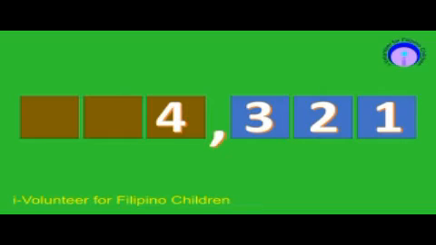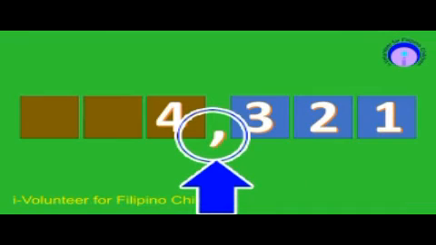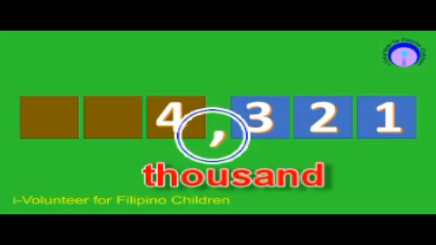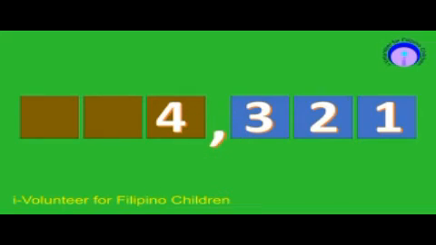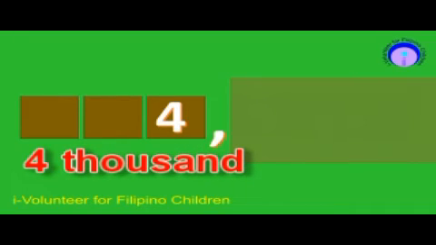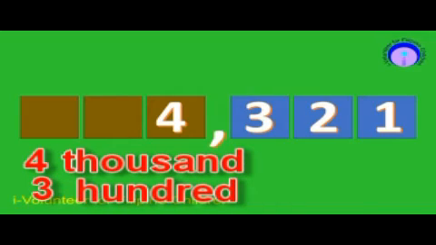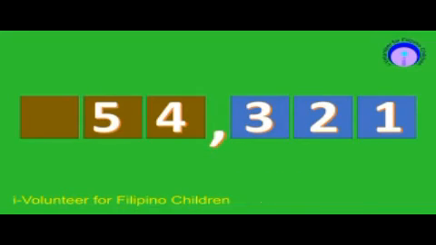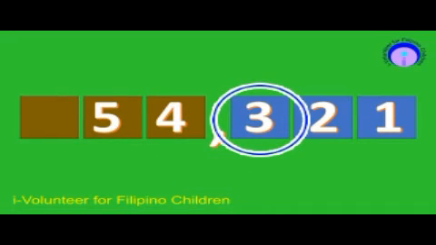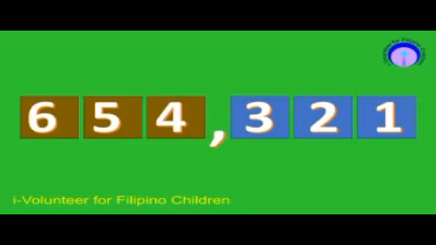For every 3 digits starting from the right, there is a separator called a comma. We will code this as 1,000. Therefore, we will read this numeral as 4,321. How about this 5-digit number? This is read as 54,321. How about the 6-digit number?